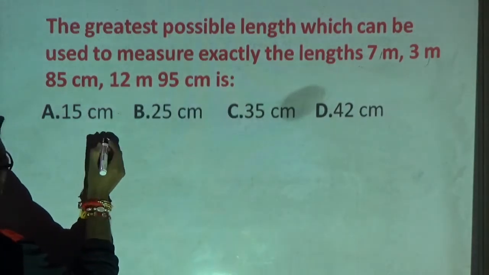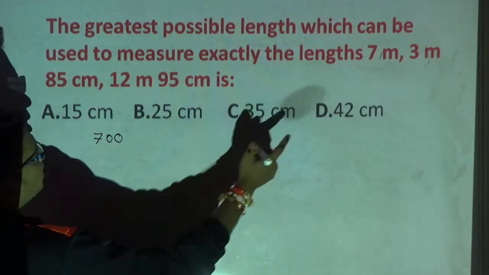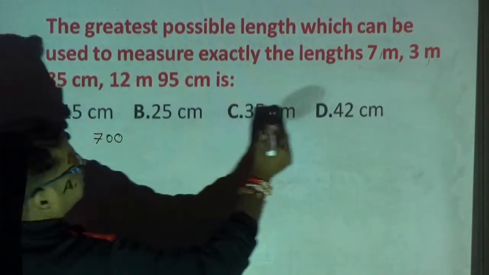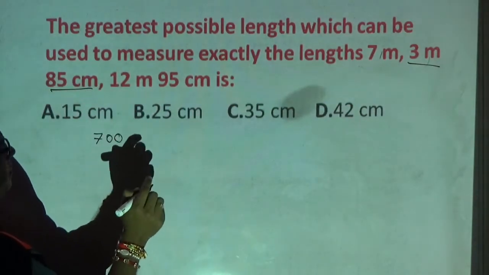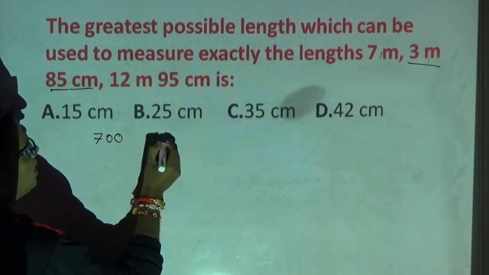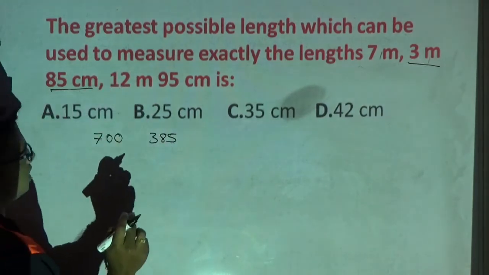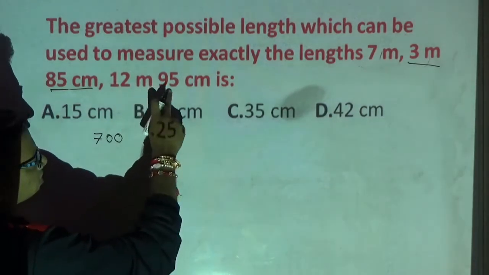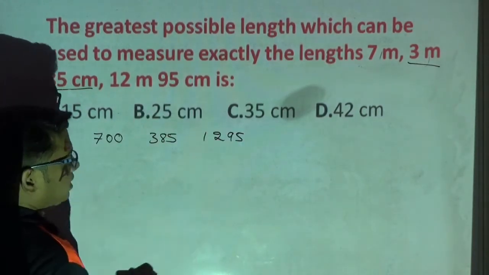One is 7 meter. 7 meter is nothing but 700 centimeter. Now 3 meter 85 centimeter, that is one thing. 3 meter means 300 centimeter. 300 plus 85 is 385 centimeter. Then 12 meter 95 centimeter, therefore 1295 centimeter.